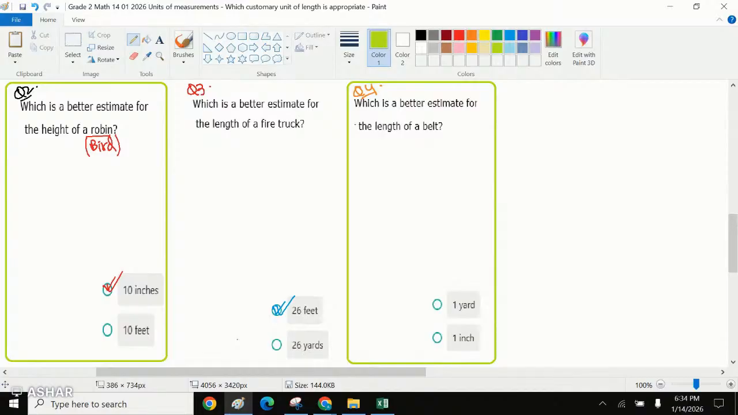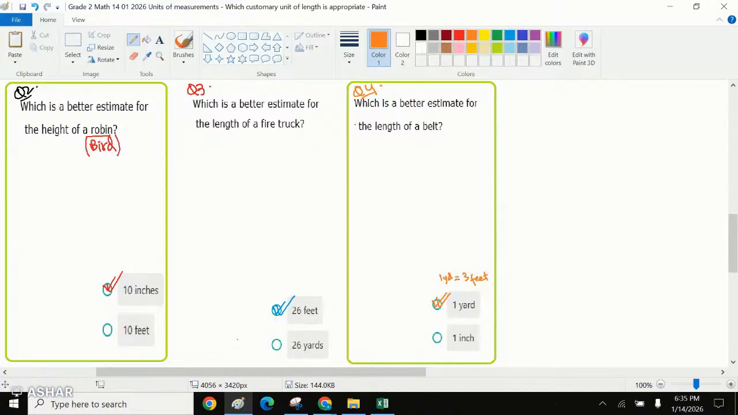But we know that 1 yard is approximately 3 feet, right? So we say that 1 yard is approximately 3 feet. The length of the belt could be, what is the possible approximate estimate? Yes, 1 yard. Thank you so much.